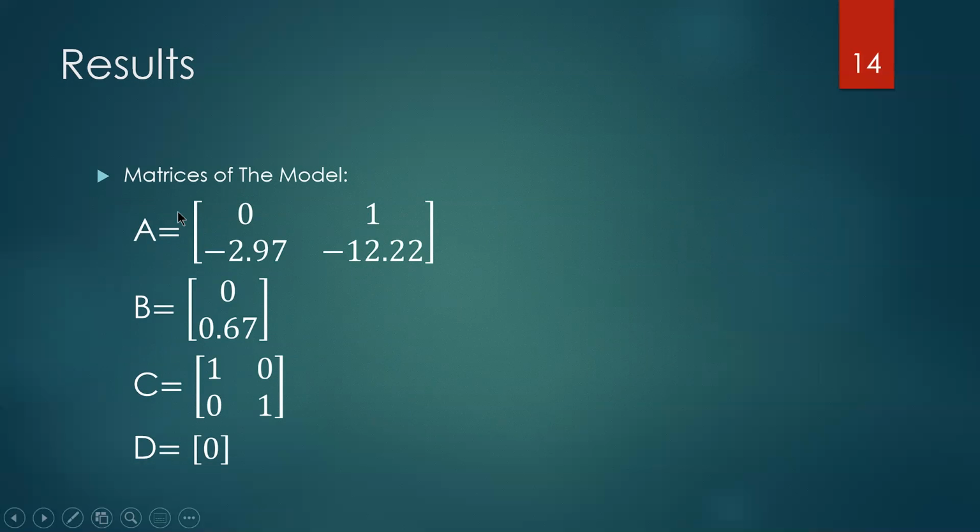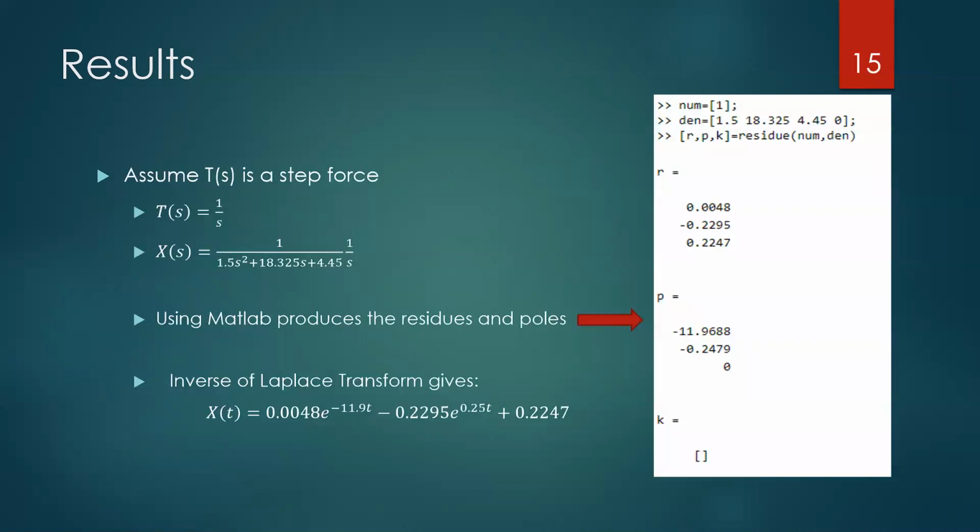This slide is just about the matrices of the model. Here you can see the A, B, C, and D. So I'm assuming that T(s), which is the input, is a step force. If it's a step force, then it would be 1 over s. If you move this T(s) to the right hand side, you would get this equation right here.